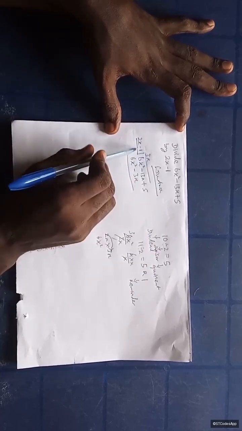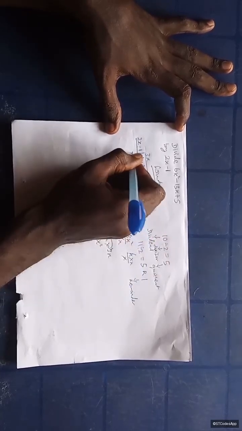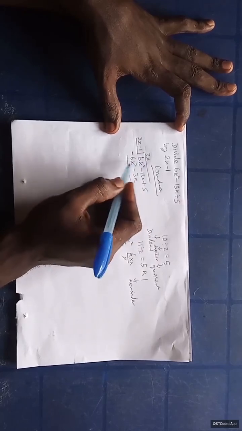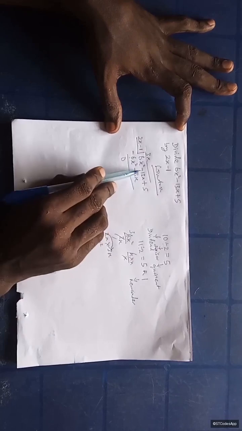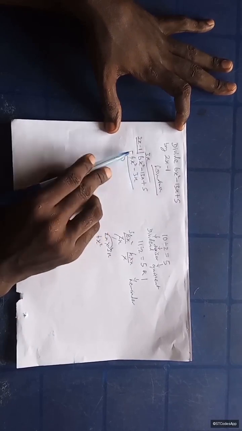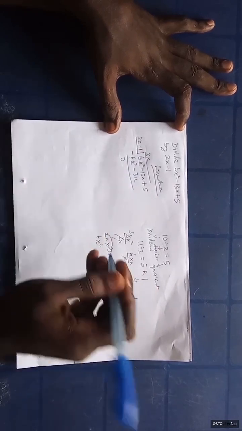So if you subtract this from this, let's subtract. We now have 6x squared minus 6x squared. That will give us 0, okay? Now here we have minus 13x minus 3x. So I'm going to write this way.